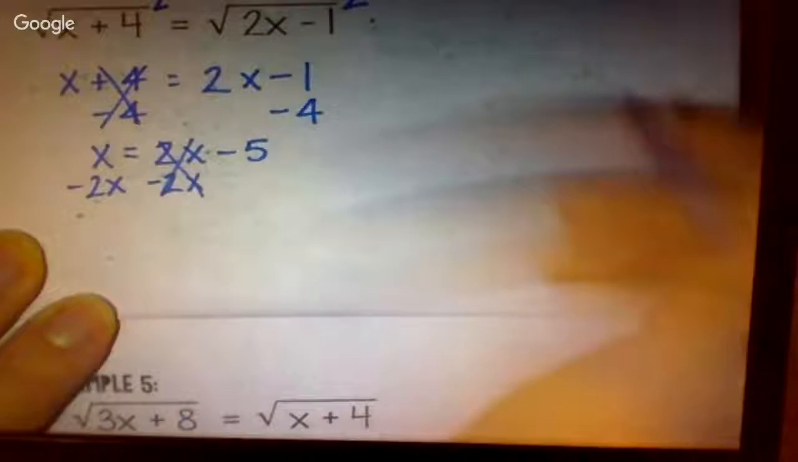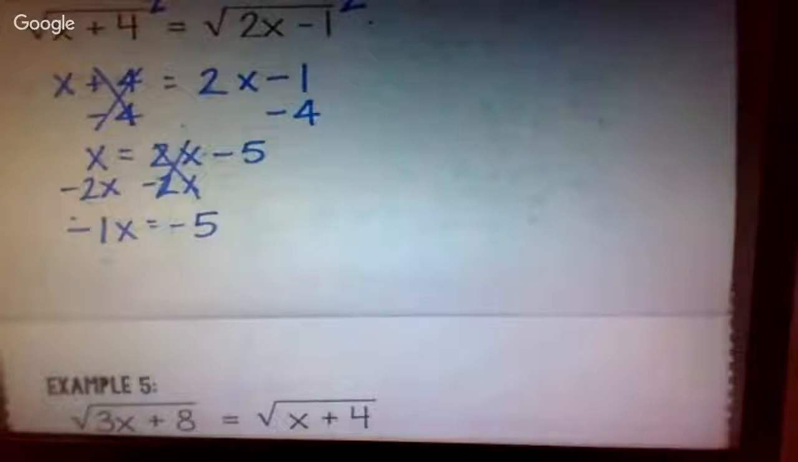Okay, so x minus 2x leaves me with what? Negative 1x equals negative 5. Okay, divided by negative 1.